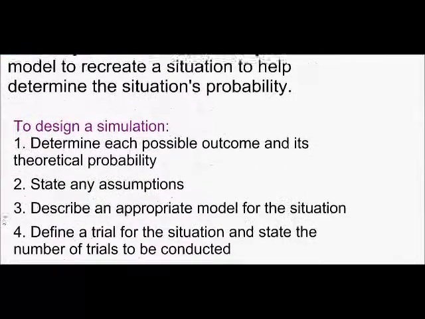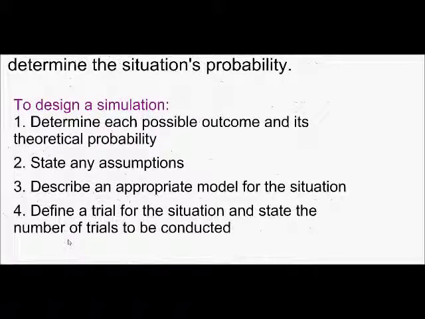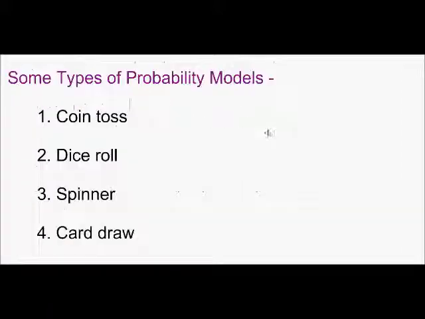Okay, so to design a simulation, you have 4 steps. You want to figure out how many outcomes there are and the probability of each outcome, figure out what you're assuming, pick an appropriate model, and then define a trial for the situation and state the number of trials that you're going to conduct. So you're being very scientific about this process.